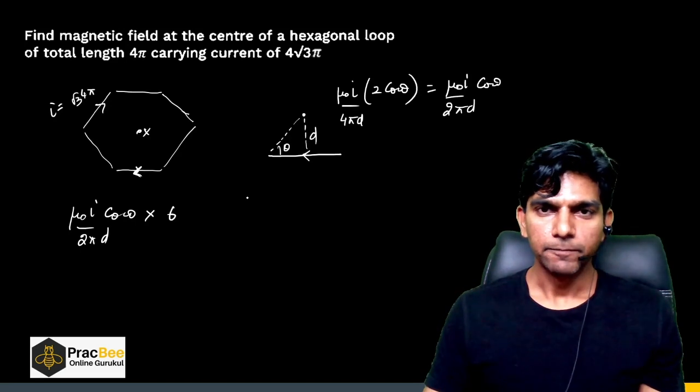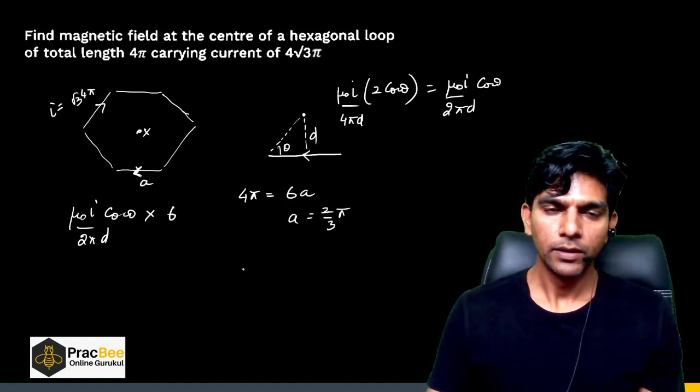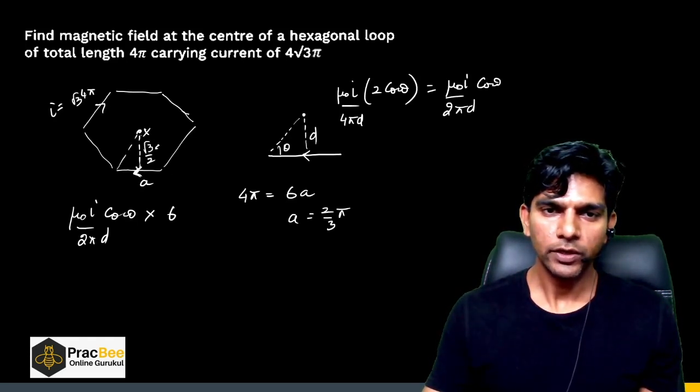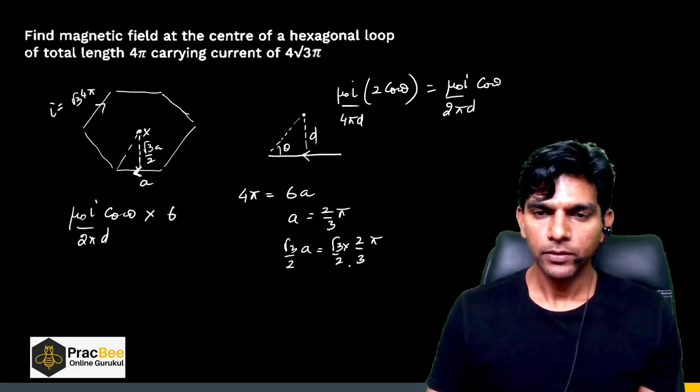And for this d, the total length is 4 pi. So the side is a, let us say. So it will be 6 times a, so a will be 2 by 3 pi. The perpendicular distance of the center from one of the sides is the altitude of an equilateral triangle, right? So it will be root 3 by 2 a. So root 3 by 2 times 2 by 3 pi, so that will be pi by root 3.